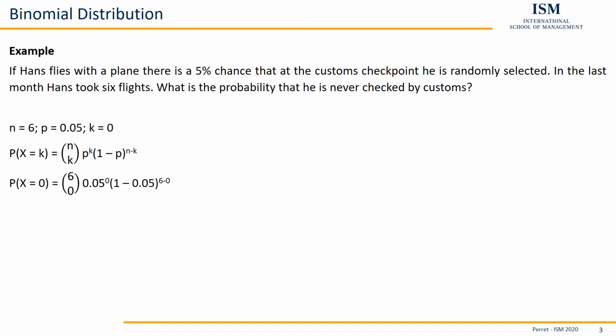So we're only left with 1 minus 0.05 to the power of 6, and that's 0.95 to the power of 6, or 0.7351. So there's a 73.51% chance that he will never be checked by customs. Well, this makes it a little bit clearer what is actually happening here, how I can use this.